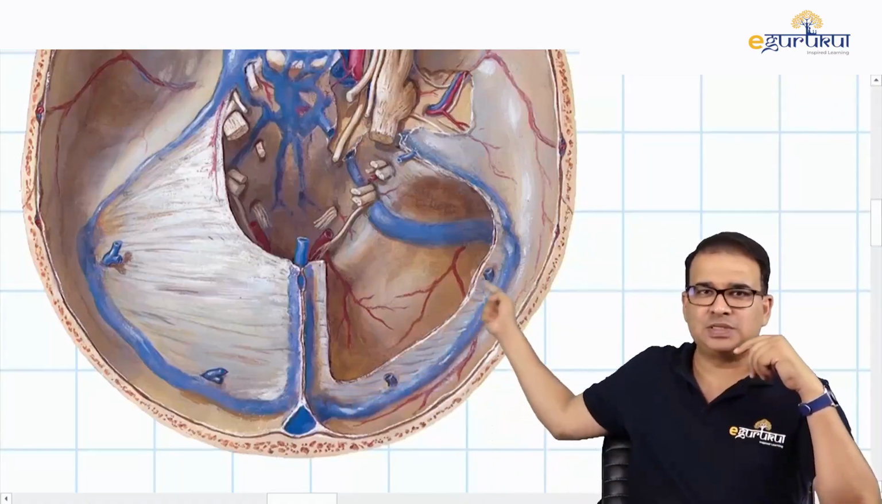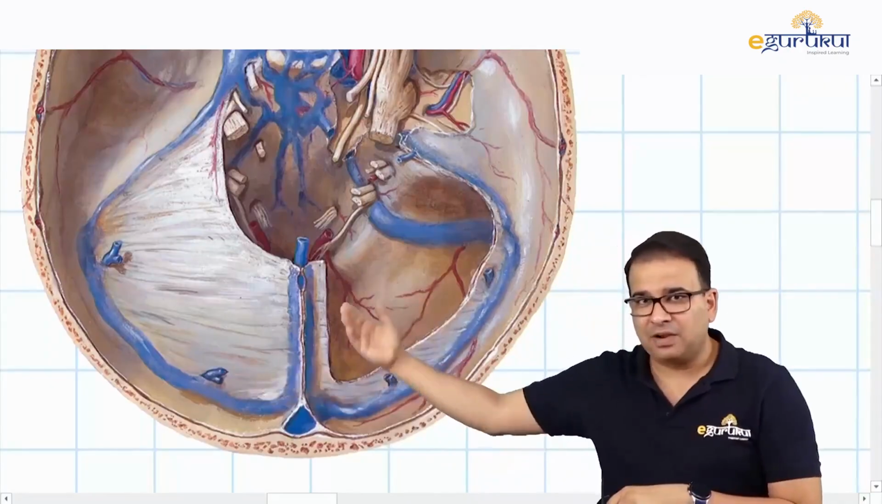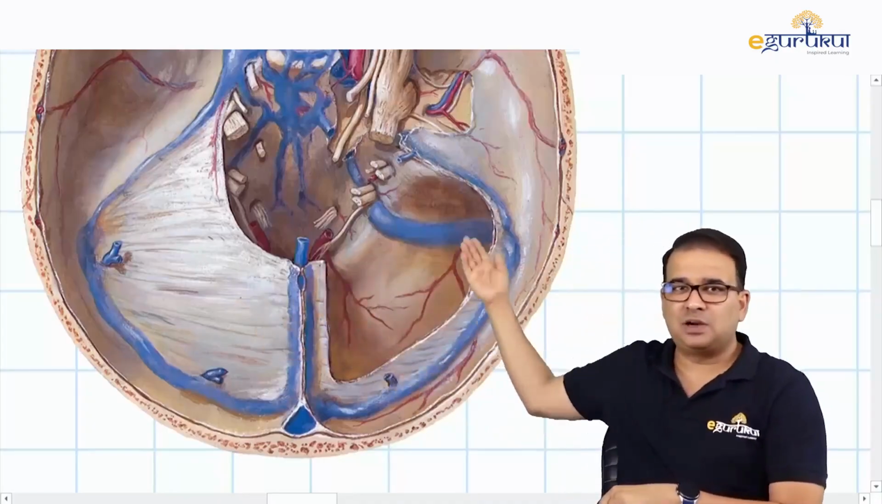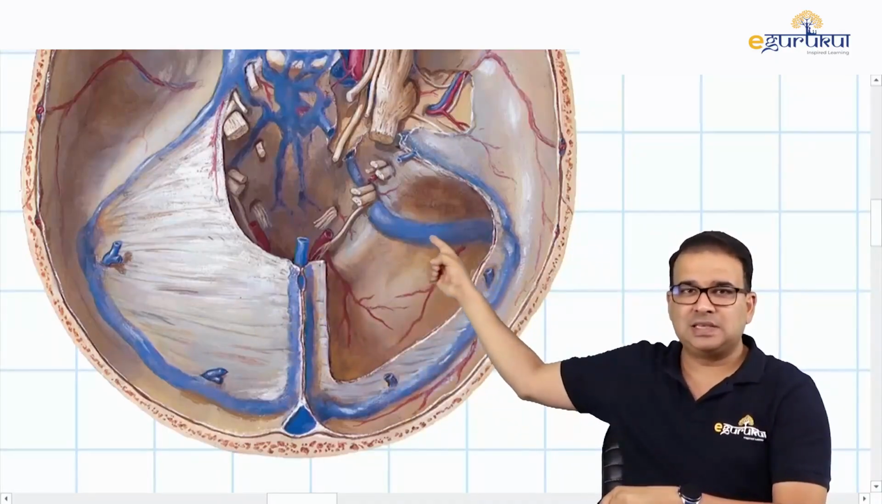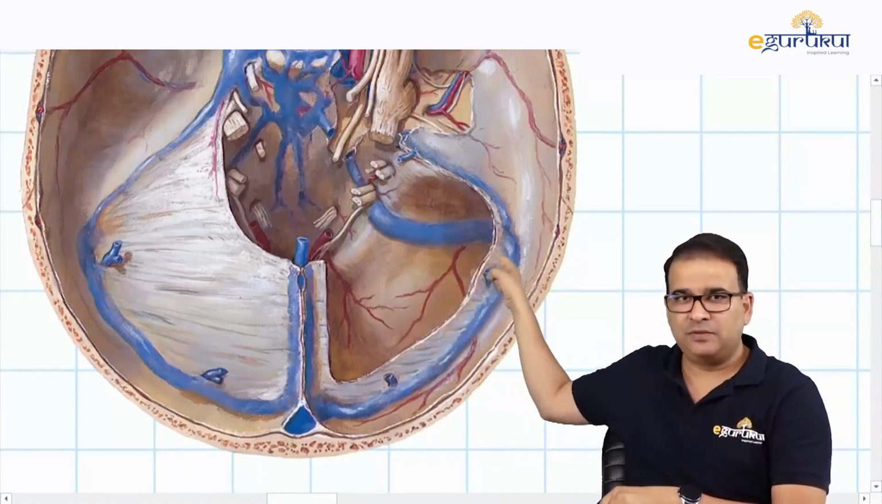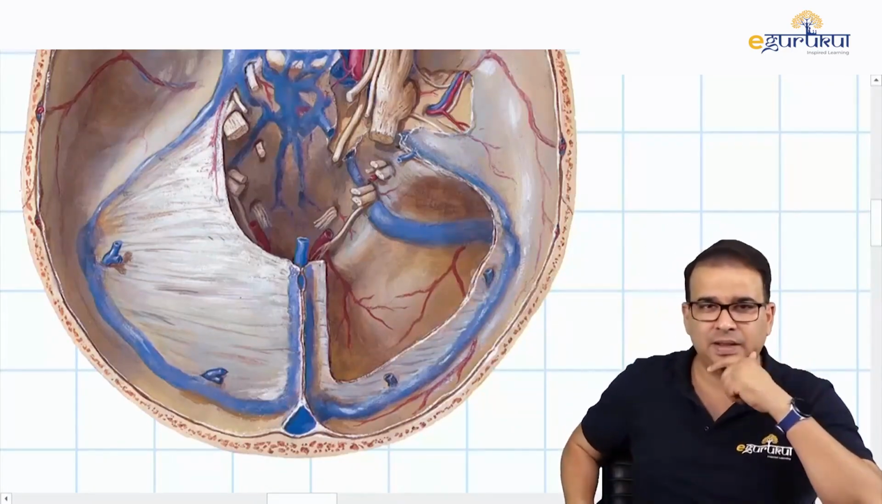This is the right transverse sinus there, and that is the left transverse sinus. And because on this side, they have cut the tentorium cerebelli, you can see it is there on this side, but the tentorium is cut on this side. So fortunately, I can see the sigmoid sinus also. Look at that. That's a sigmoid. So this transverse sinus is going and forming the sigmoid. But there is one very, very important thing you need to understand.